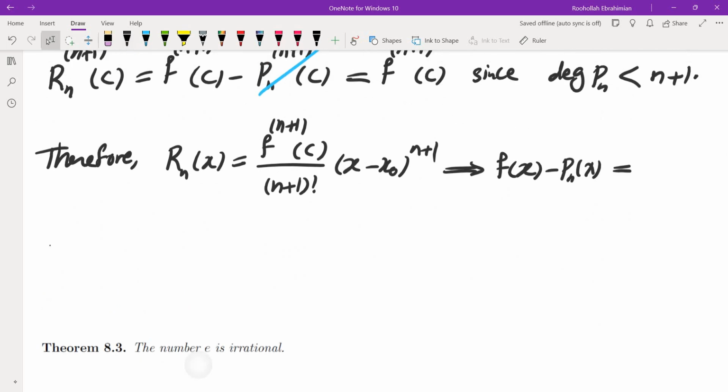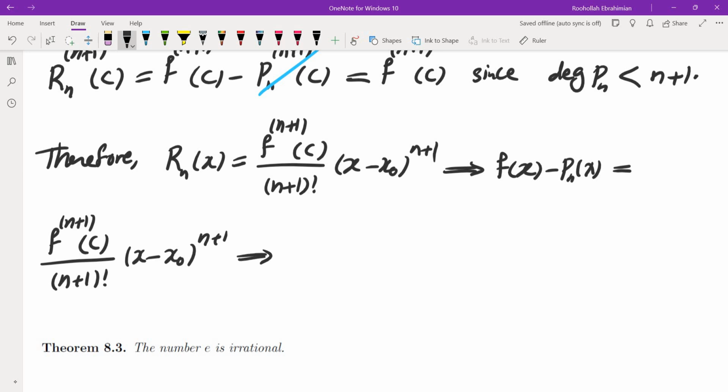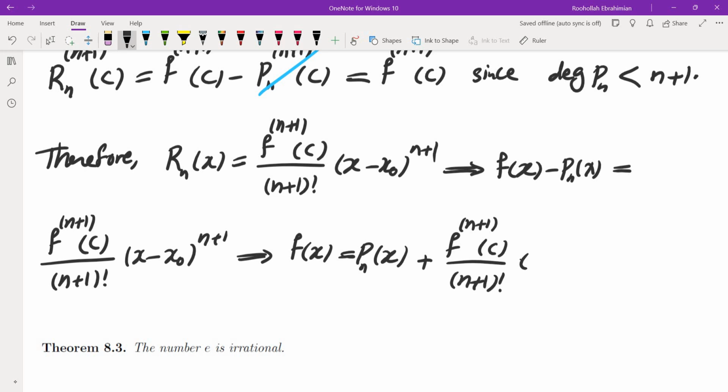So this is equal to f^(n+1) of c over (n plus 1) factorial times x minus x naught to the power of n plus 1. So all I need to do is to move Pn to the other side, and I get exactly what I wanted. Of course that's exactly what I wanted, because Pn of x is the nth Taylor polynomial that I had in the statement of the theorem.